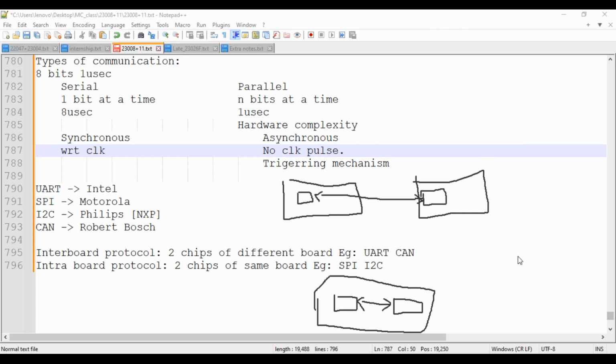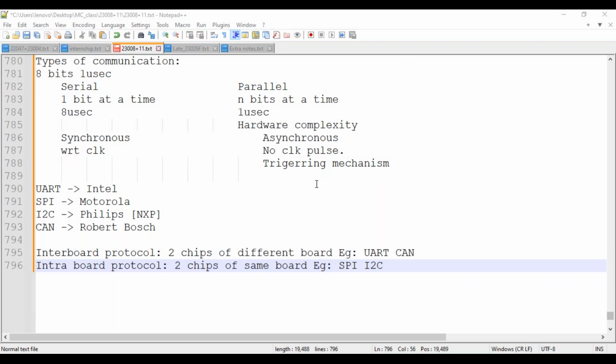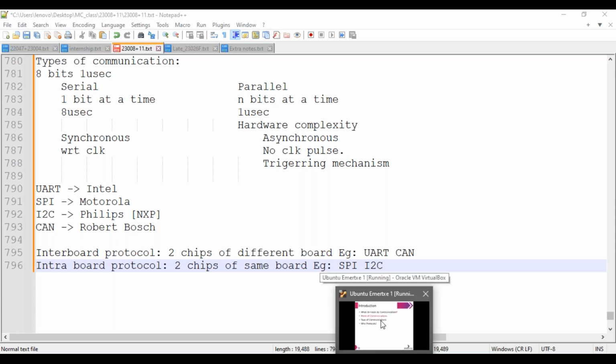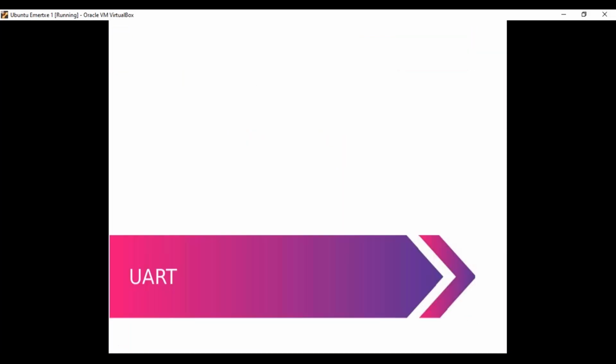Okay, can we proceed? Fine. Moving ahead, we are going to start with the very first communication protocol. First, we will speak only about the ideology, what exactly this protocol is. Then the programming part we will see in the next class. To start with, the very first communication protocol is UART, which was introduced by the Intel company.